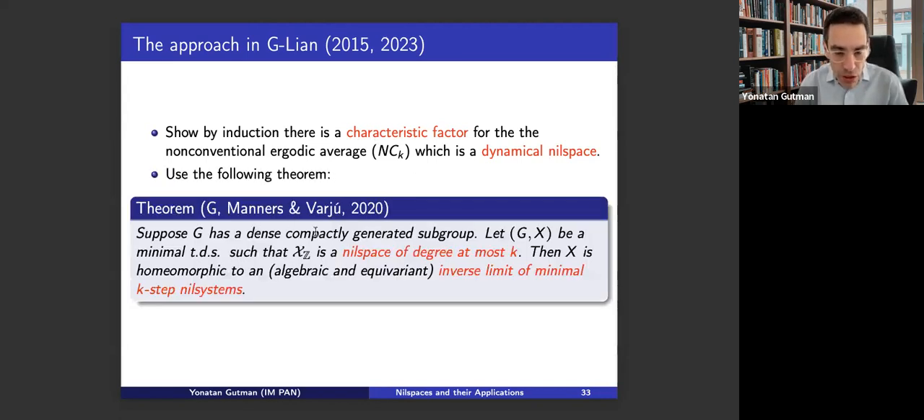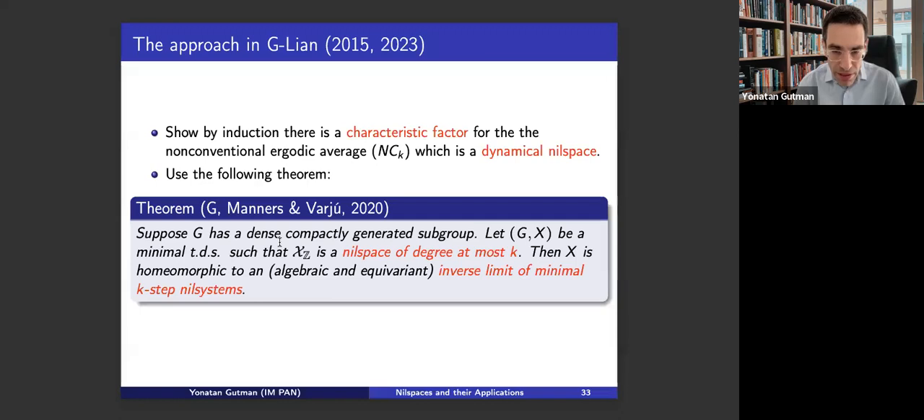And then we use the theorem which I already mentioned by Freddie Manners, Peter Varjú, and myself, which says that if G has a dense compactly generated subgroup, and you do the cube space construction, and you know that this cube space is a Nilspace of degree at most k, then it's an inverse limit of minimal k-step Nil systems. And this, for example, gives us also a new proof for the Host-Kra structure theorem for Z^k, let's say.